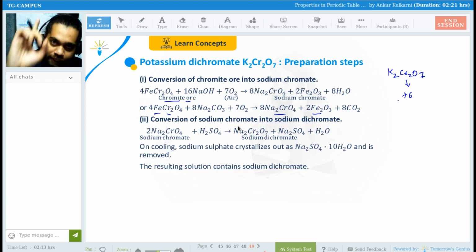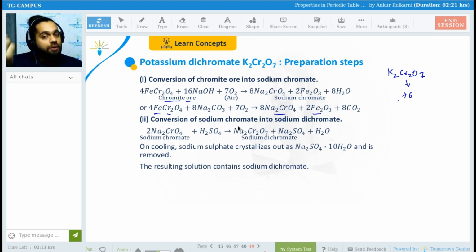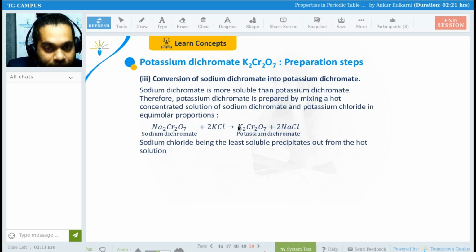So first, you have converted chromite ore to chromate. Then in the second step, chromate to sodium dichromate. And in the third step, very easy, very simple, we do not require sodium dichromate, isn't it, Sarjana? We require potassium dichromate. So simply we treat it with KCl in the last step. Yes, that is the salt. And obviously Na has more affinity towards Cl. Yes or no? So you'll get NaCl.